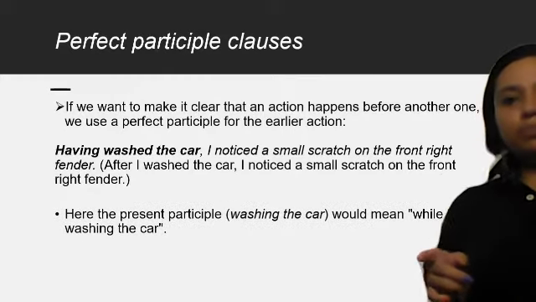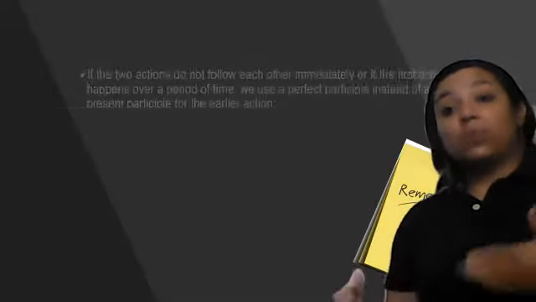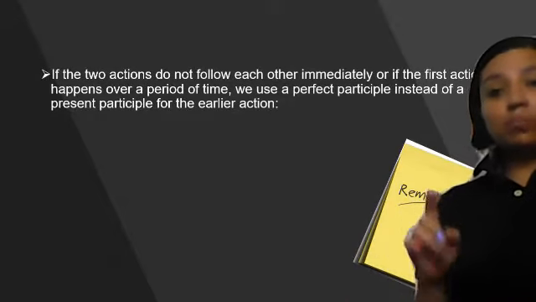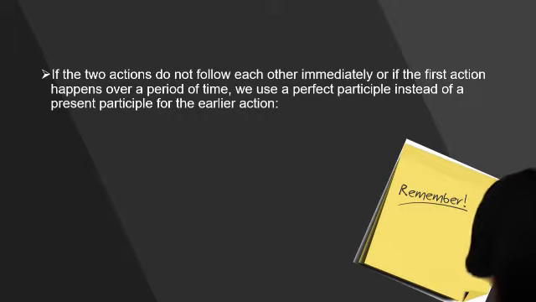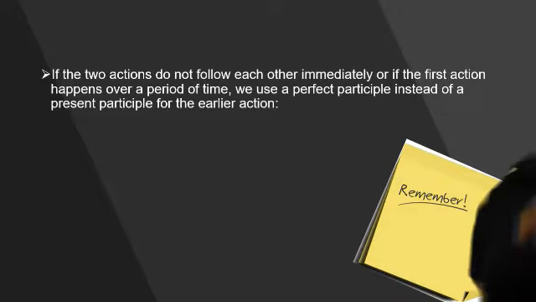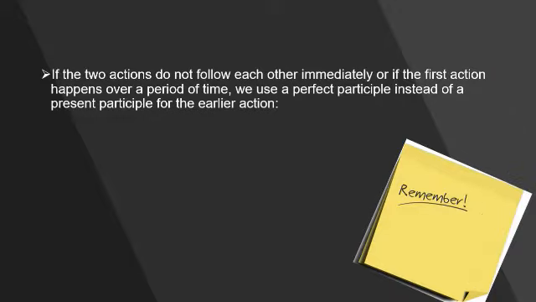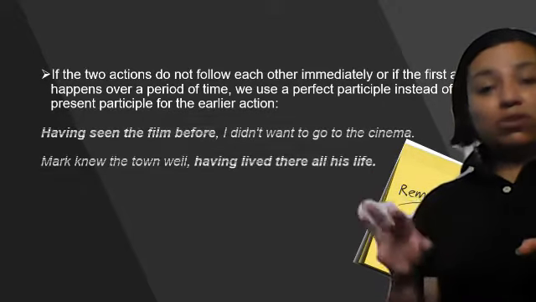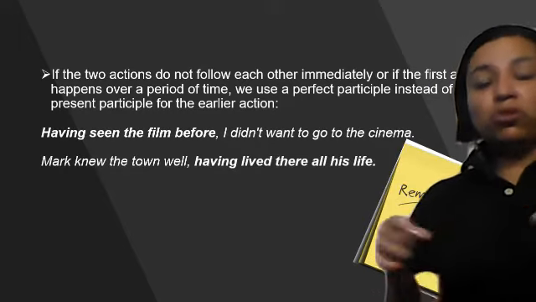And in here, this present participle, washing the car, would mean while I was doing the action. Now, we continue with perfect participle clauses. If the two actions do not follow each other immediately, or if the first action happens over a period of time, we use this instead of the present participle for the earlier action. Because why? One doesn't follow the other immediately. Okay, it happened over a period of time.